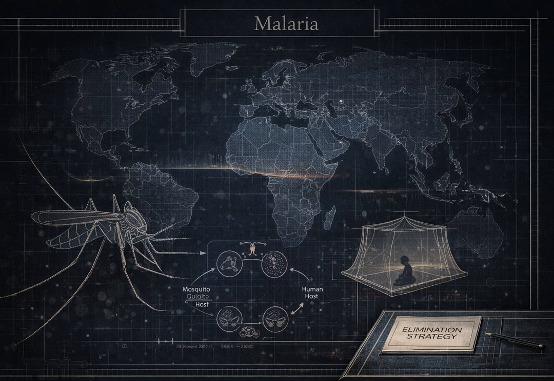The answer is cytoadherence. Parasitized red blood cells develop sticky knobs that adhere to the endothelial lining of small blood vessels, avoiding splenic clearance but causing profound microvascular congestion and tissue hypoxia. Review the clinical manifestations section for more detail.